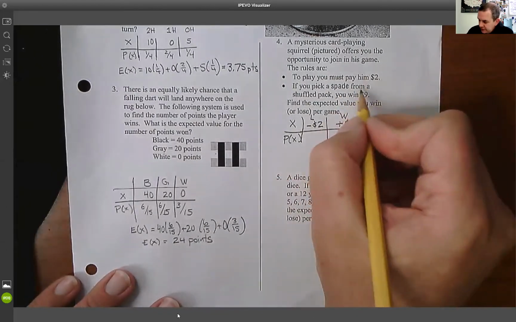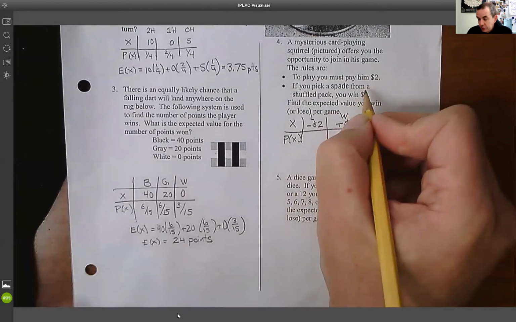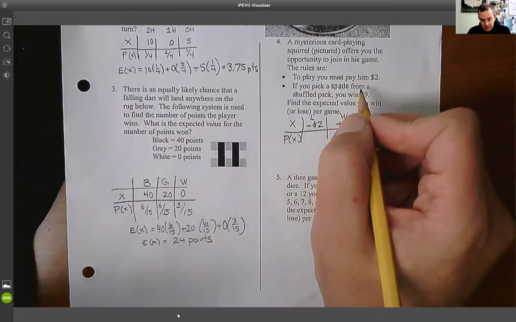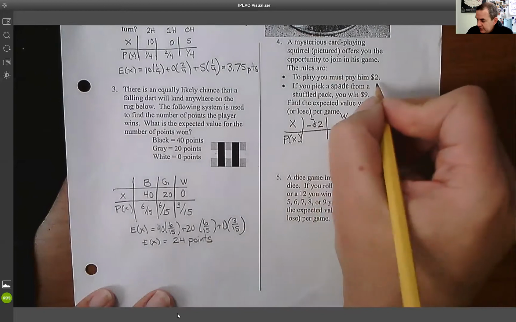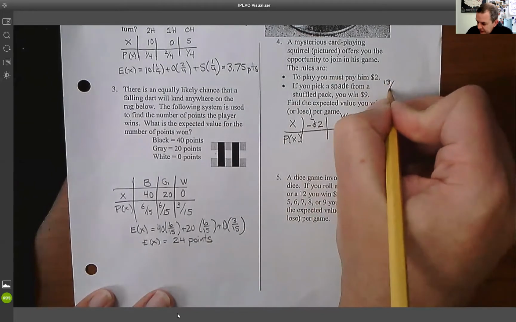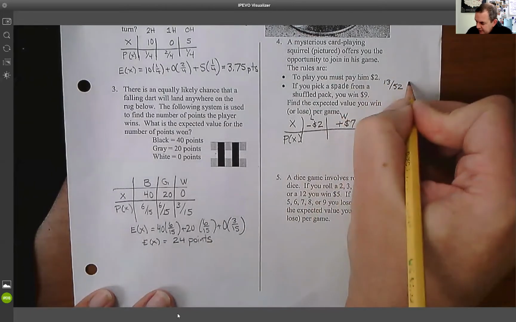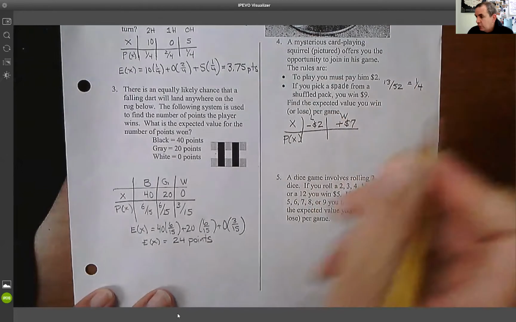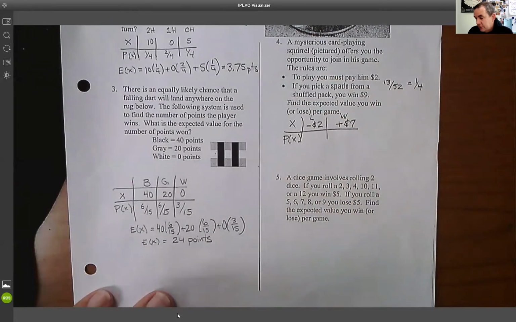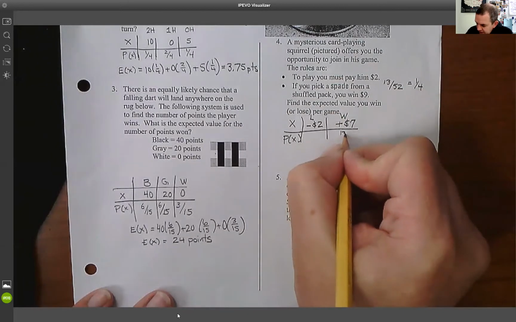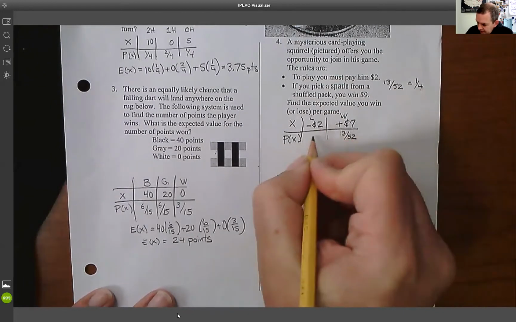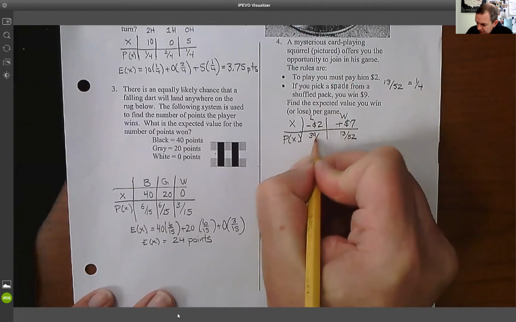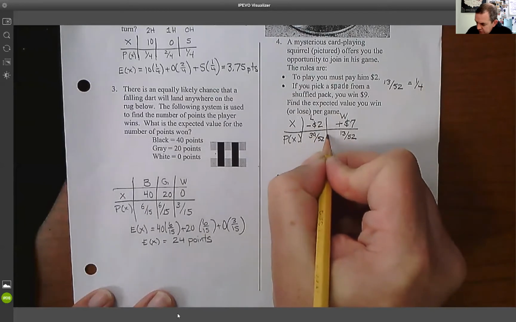Now, if you pick a spade from a shuffled pack, if you remember from last unit, there are 13 spades out of 52 cards in a deck. That simplifies to 1 out of 4 if you'd like. You can use either 13 out of 52 or 1 out of 4. I'm going to go ahead and say 13 out of 52. And in this case, there are 39 out of 52 ways to lose.